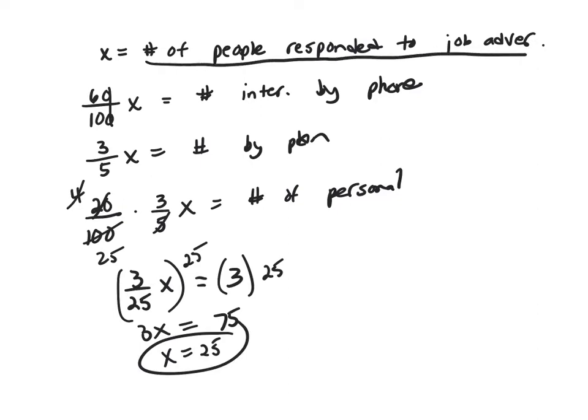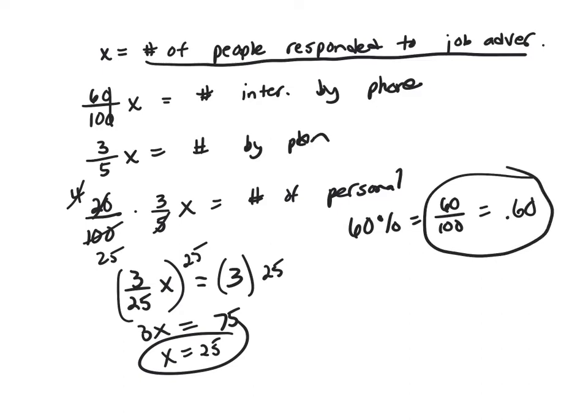So the answer is 25. I want to go back to the 60%, just to make sure. If you've got the percent sign, that's 60%, the same thing as 60 over 100 if you like fractions, or it's equal to 0.60. Whatever form, decimal or fraction, you can use. And of course, I went that way.